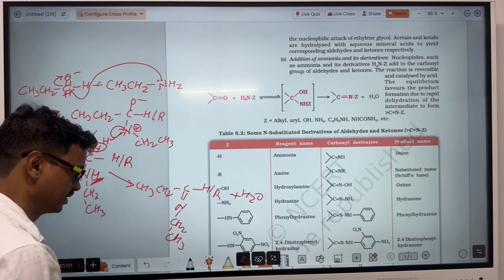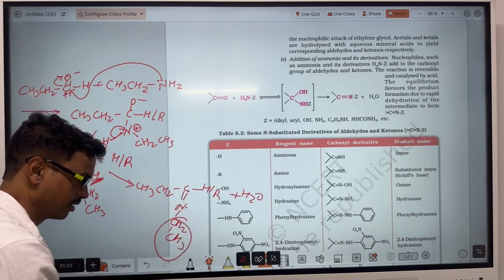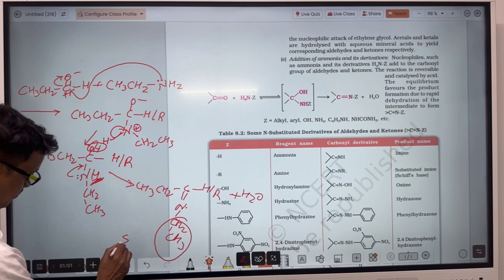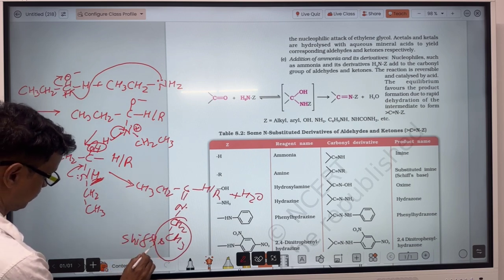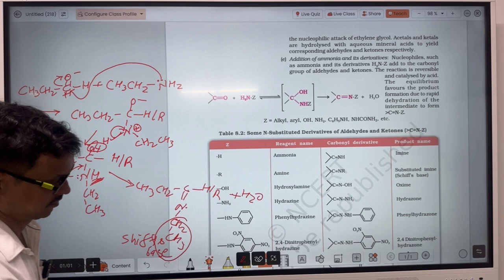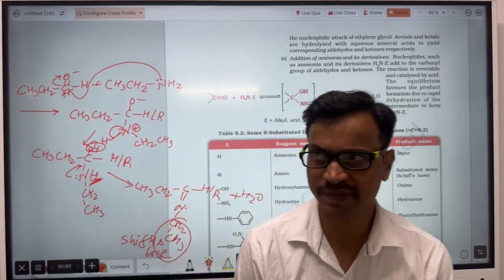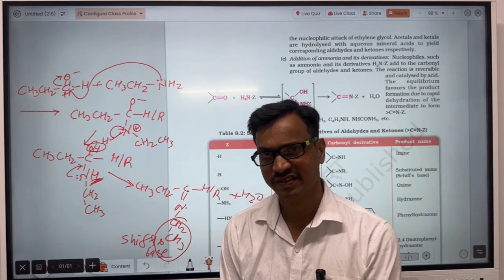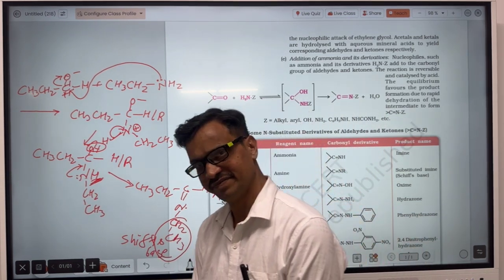When there is a compound with a double bond between carbon and nitrogen, and any alkyl, aryl or any other group is bonded to the nitrogen, that is called a Schiff's base. So what was formed here is called a Schiff's base. When there is a double bond between carbon and nitrogen, and an alkyl group is bonded to the nitrogen, then the compound is called a Schiff's base.